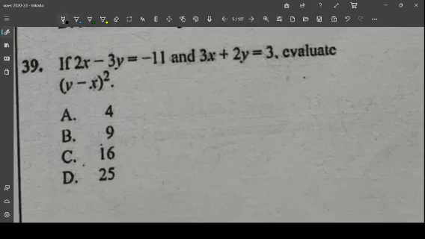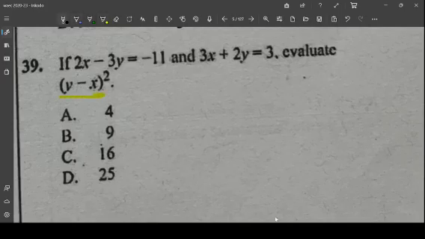All right, so we have a question that says if 2x minus 3y is equal to minus 11 and 3x plus 2y is 8, evaluate y minus x squared. So obviously, we have two equations. We are going to solve them simultaneously. When we solve, we get our x and we get our y. Then we can easily use them to get the final answer here.